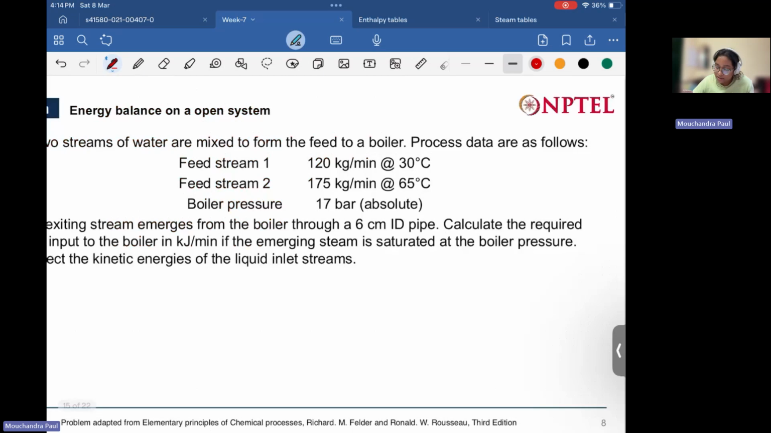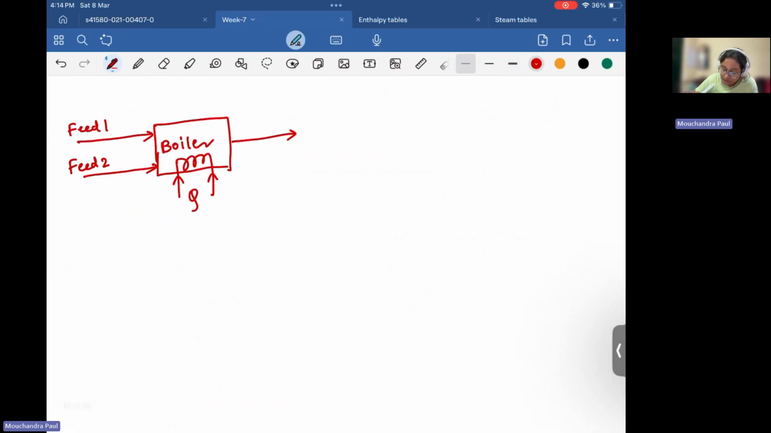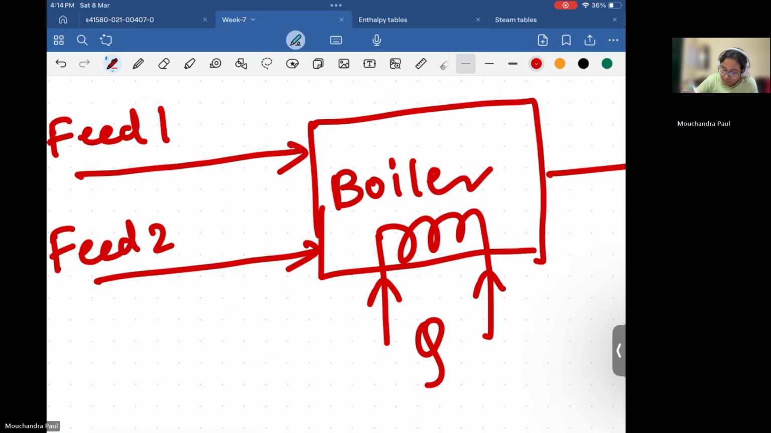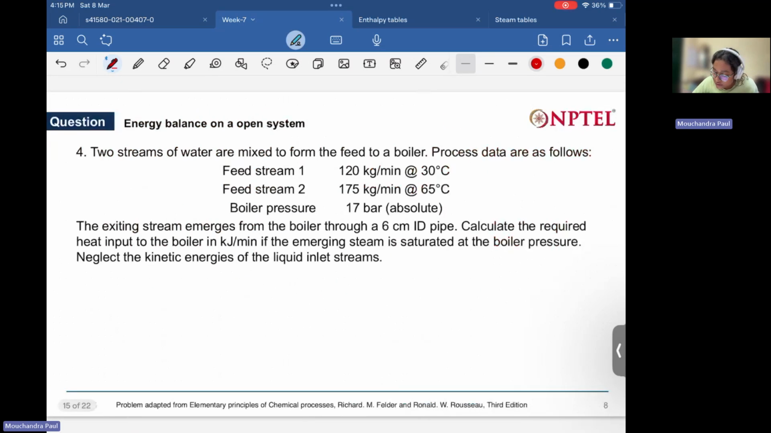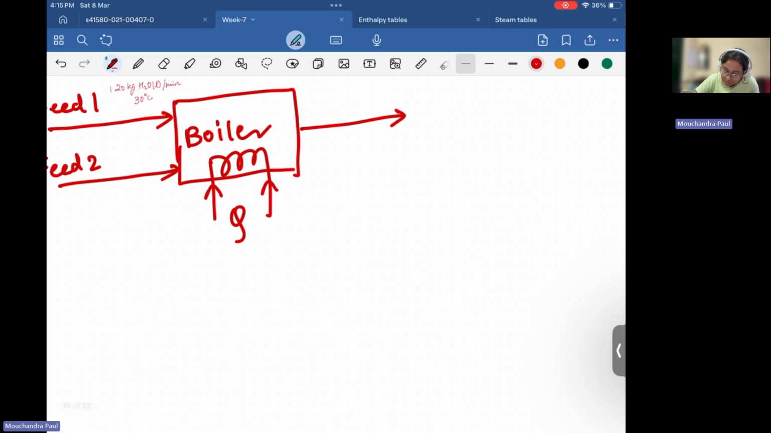Feed 1 is 120 kg per minute. It is entering the system at 120 kg per minute. 120 kg of water, which is in liquid state, per minute at 30 degrees Celsius. Whereas feed 2 enters at a mass flow rate of 175 kg per minute at 65 degrees Celsius.